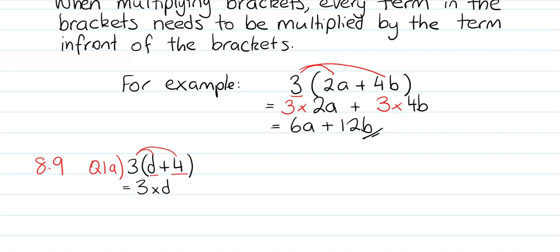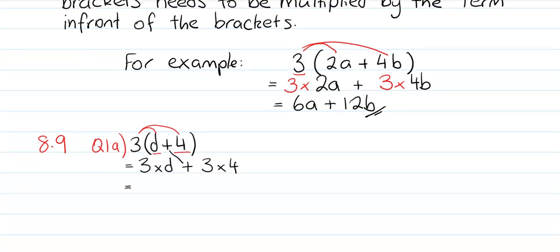3 times d plus 3 times 4, and I've just taken the plus from there. Okay, you just use the same sign. 3 times d we know is 3d, and 3 times 4 is 12. Final lines. That's it.